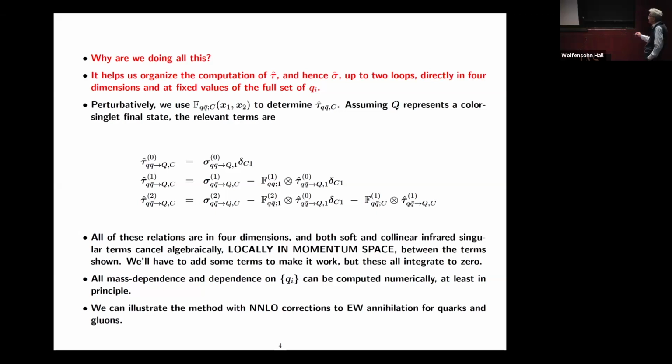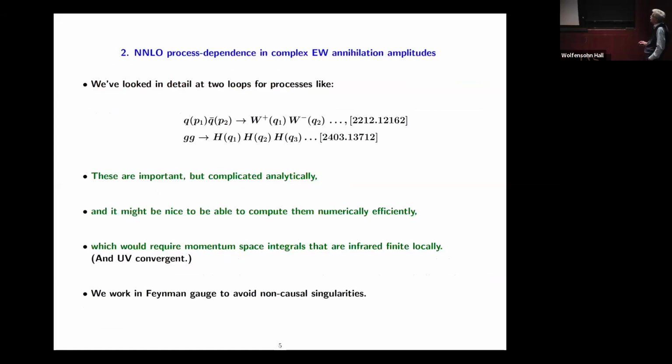So all the mass dependence and the kinematic dependence on the observed momenta can be computed numerically, at least in principle. And in principle, we've begun to scratch the surface in making this realistic. We can illustrate the method with next leading order corrections in electroweak annihilation. So we'll just look at the virtual parts first, but all of these terms are there for quarks and gluons. And that's what we've done in the work that we've published.